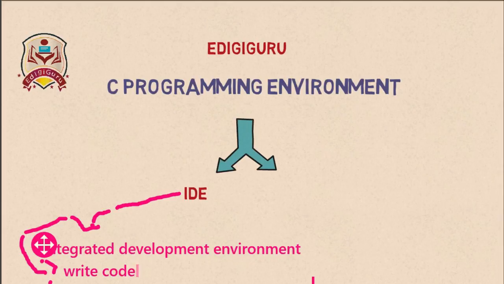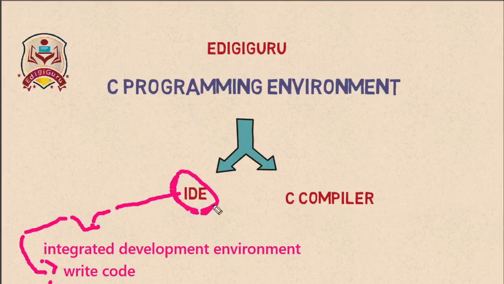And the second thing we will need is the C compiler. So why do we need the compiler? Why do we need to compile the programs? The program we first write inside the IDE is in English language, right?